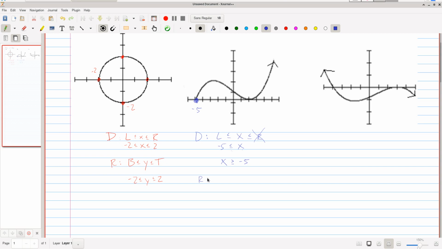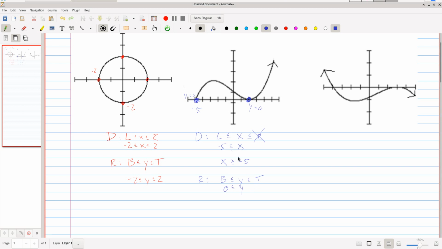Then the range. The range runs from the bottommost y value to the topmost y value. Now, no matter how you look at it, the bottommost y value, if you look here or here, the y value is 0 at both of those places. So the bottom value is 0.